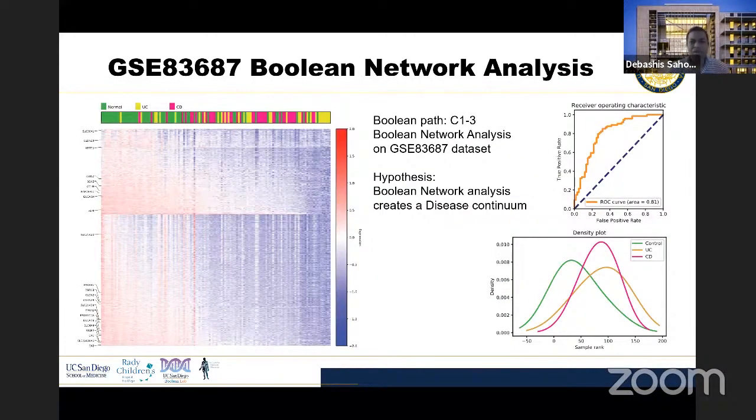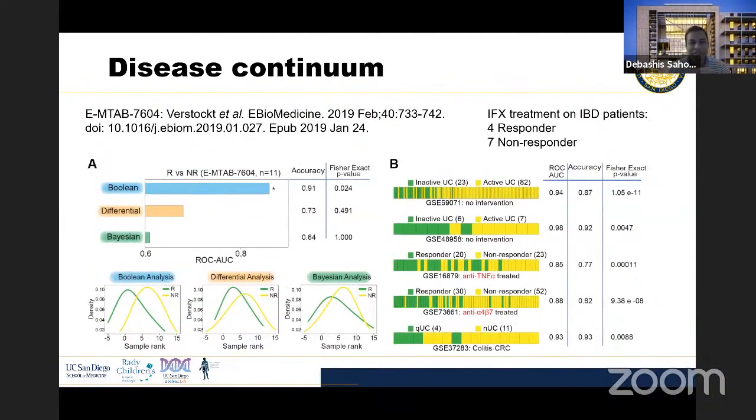So if you look at just the normal and the disease, you can see that the UC and the CD are both separated from the control, which is the normal, and there's not a big difference between the UC and the CD in these cases, with a ROC AUC of 0.81. Now, figure out the disease continuum. Within the disease, can we separate the aggressive and the not aggressive ones?